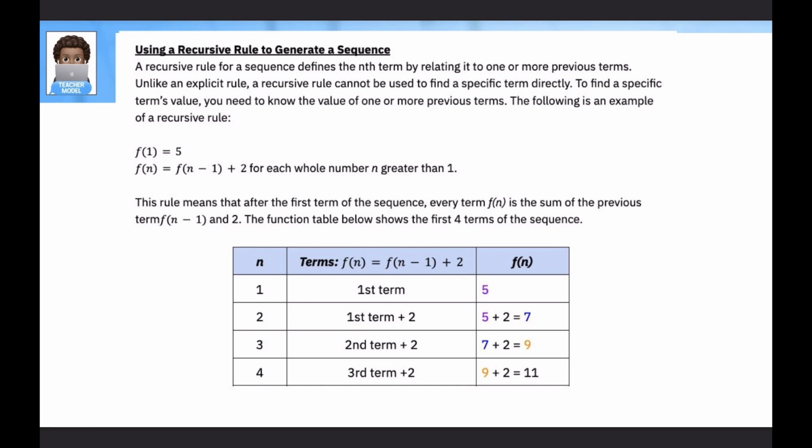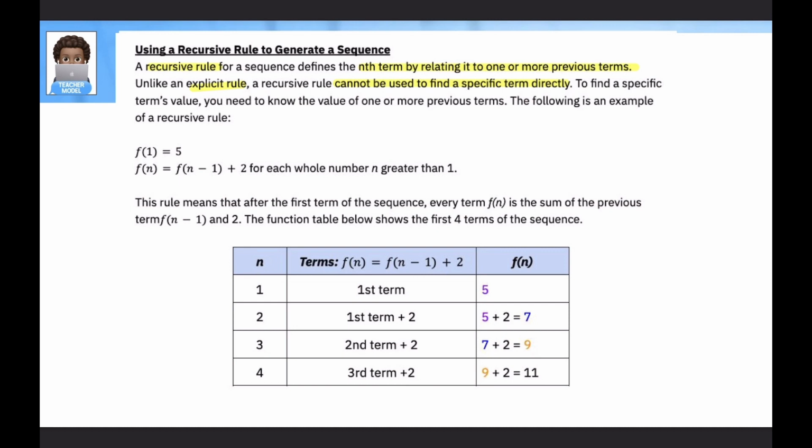Let's go into our notes. Read along with me. A recursive rule for a sequence defines the nth term by relating it to the ones before it. So I need the number before to figure out what's coming next. This is a little different from the explicit rule, because in a recursive, I cannot find a specific term directly. So that's what's different here. I can't just go and get to the 100th number. I have to actually complete the sequence out to figure out the next one.